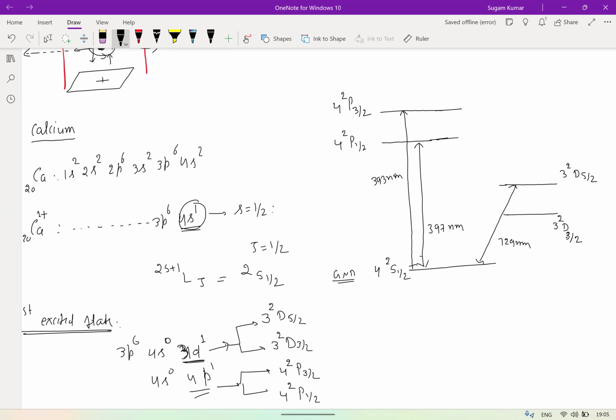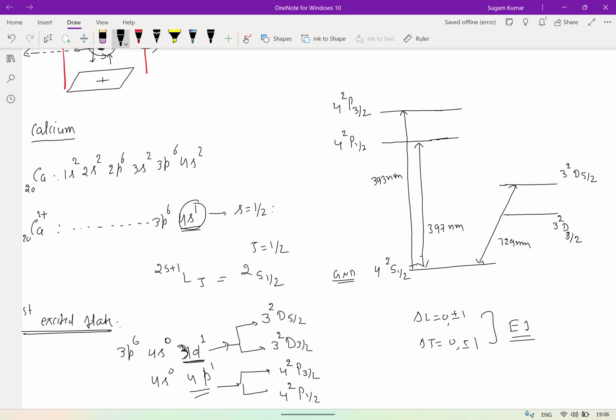Now see, for the transitions, you know that delta L is plus minus 1. If you have a multiplet state, then this is 0 also. And delta J is going to be 0 and plus minus 1 also. So this is for the electric dipole transition.